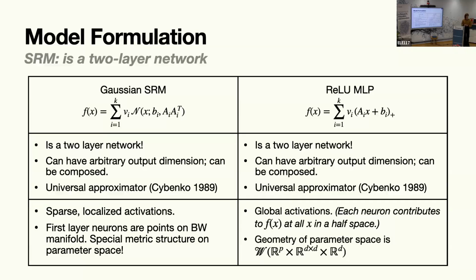Some of the differences, qualitatively: in something like a ReLU MLP, you have what I call global activations. This means that each neuron is going to contribute to the output for a set of inputs that is somehow global in the space. In this case, it's a half space. Whereas in the splat model, typically you have a sparse activation pattern. So only a few splats are active, or in other words, there's very little overlap of the supports of the splats. And so we say that the activation pattern is sparse because there's only a few neurons that will be active for any given input.